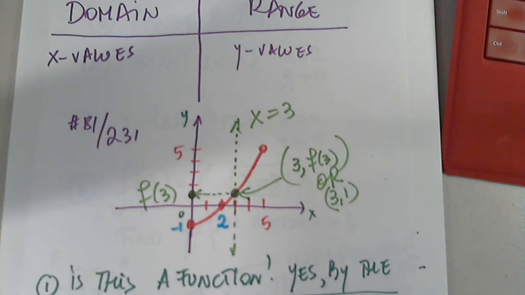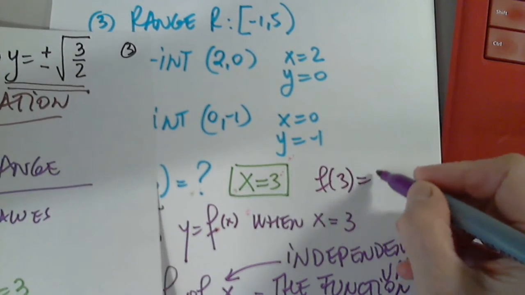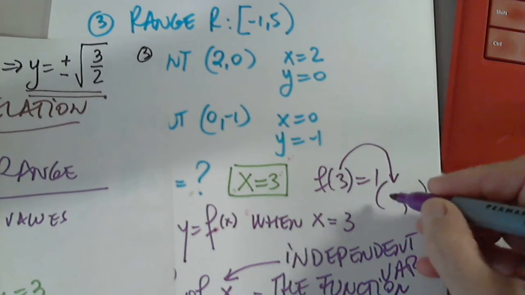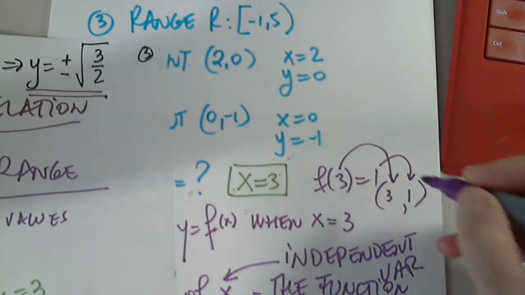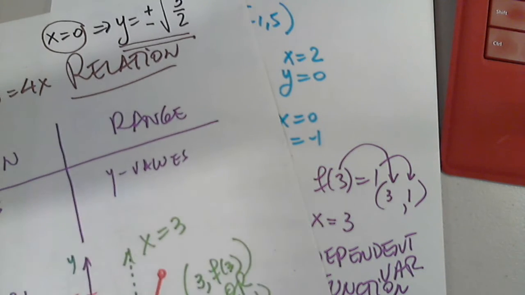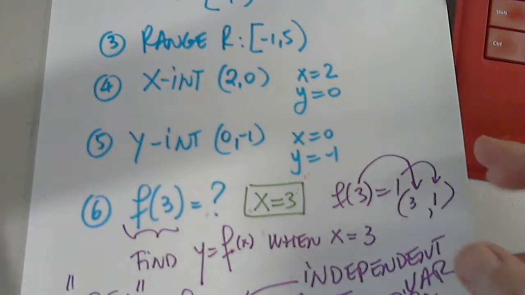So I go back and replace f of 3: f of 3 equals 1. I read from the ordered pair, x is first, y is second, always in that order. Questions, please. Yes. Is this okay? Okay, next question.